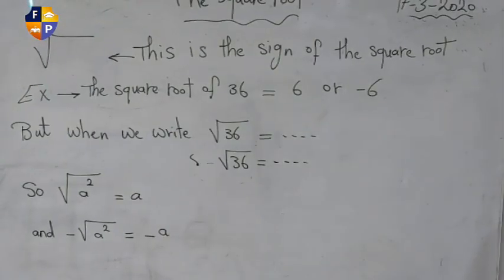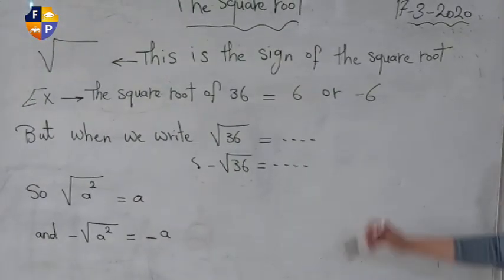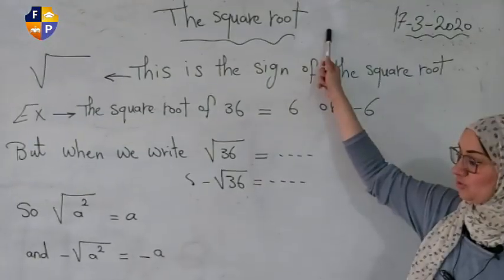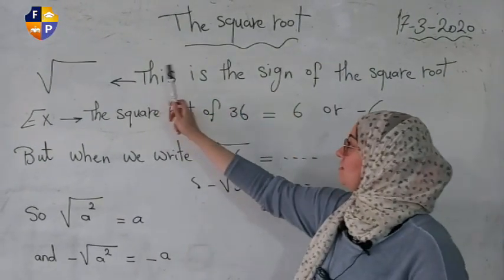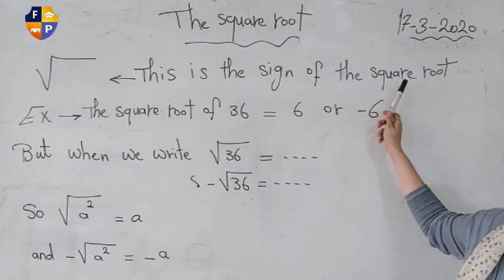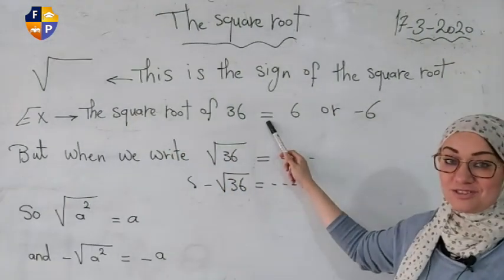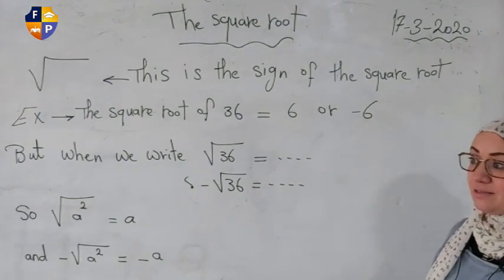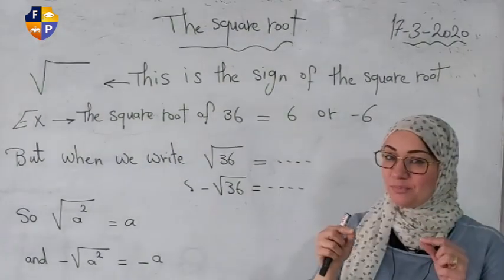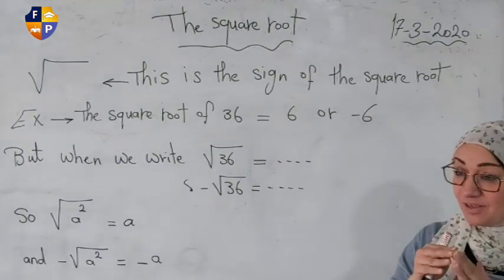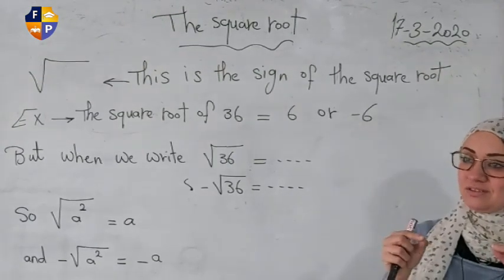Today we will explain a lesson of algebra, the square root. This sign is a sign of square root. What's the meaning of the square root of 36? That means that I want to get the number that multiplied by itself, the result will be 36.